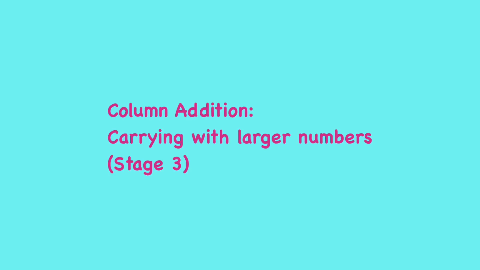So hopefully you've already worked through stage 1 and stage 2 videos for column addition, and now you're ready for stage 3, which is carrying using larger numbers. So let's have a look at an addition using larger numbers. For this question we're going to do 513 plus 299. So we need to write that out in columns using our hundreds, tens and units headings.